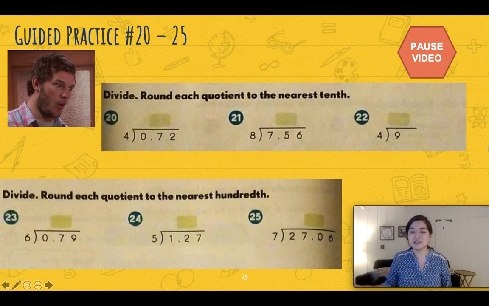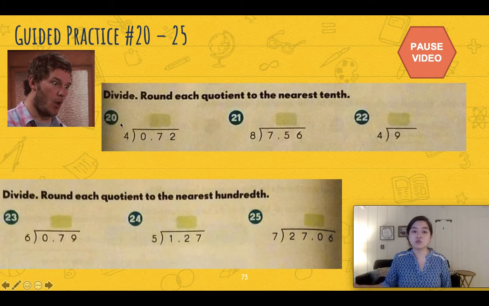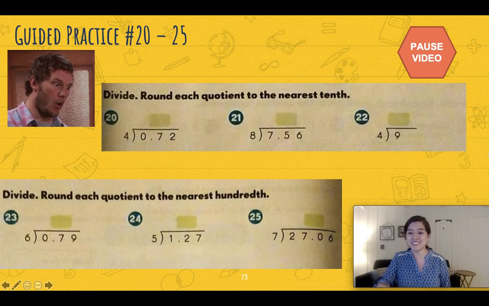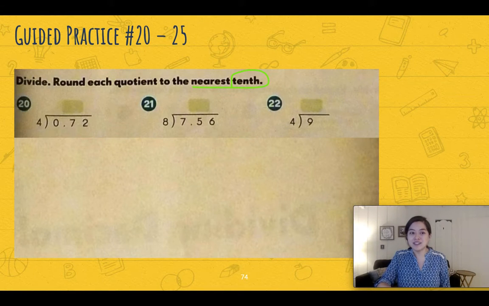All right, pause the video and try these on your own. 20 through 22 is rounded to the nearest tenth. 23 to 25 is rounded to the nearest hundredth. All right. Hey, welcome back. Okay, let's see what you did.